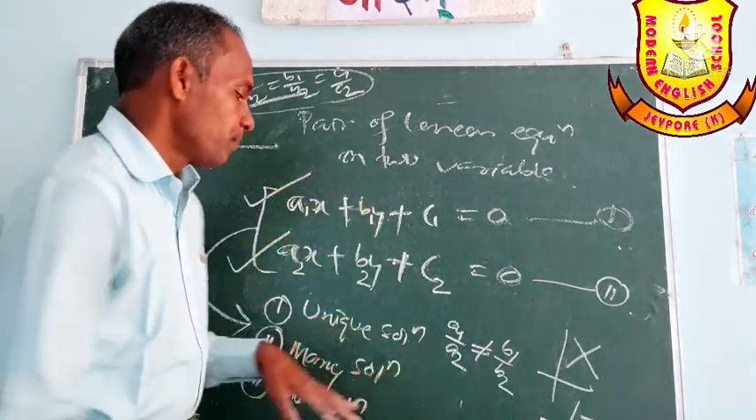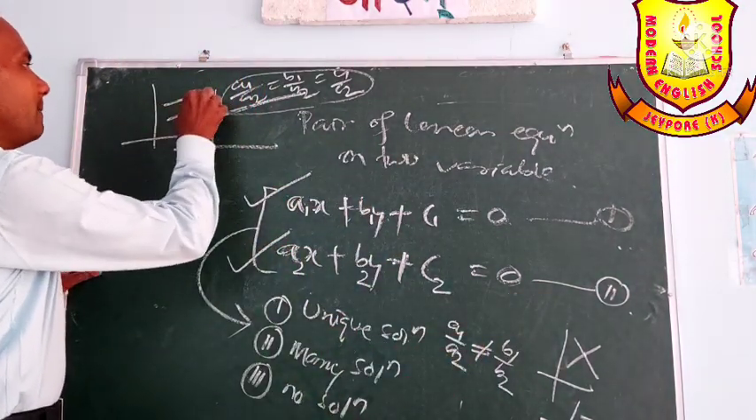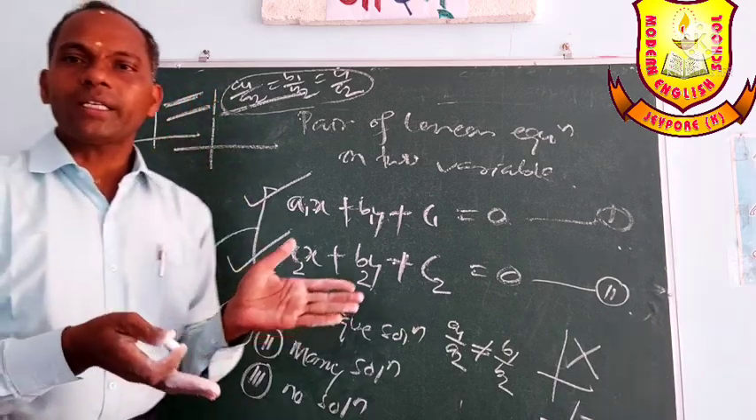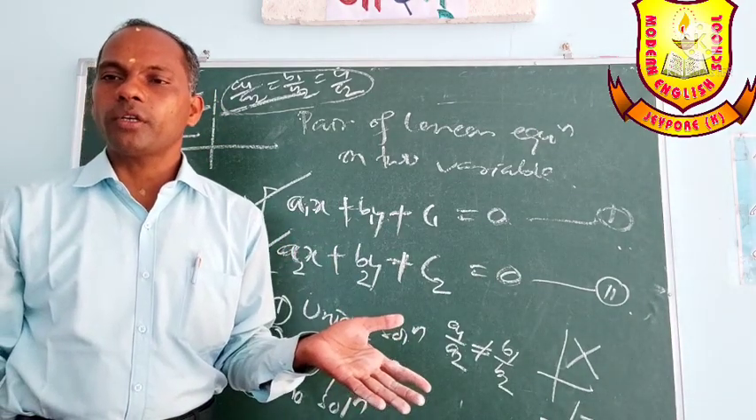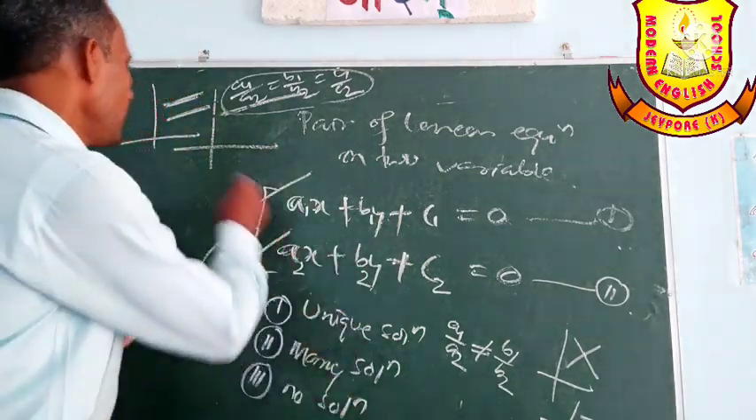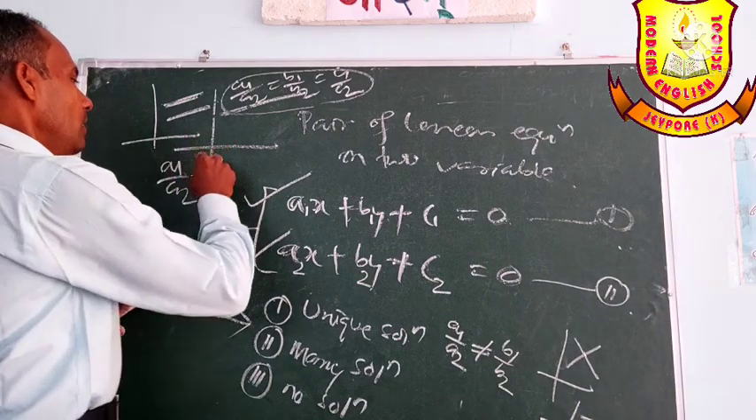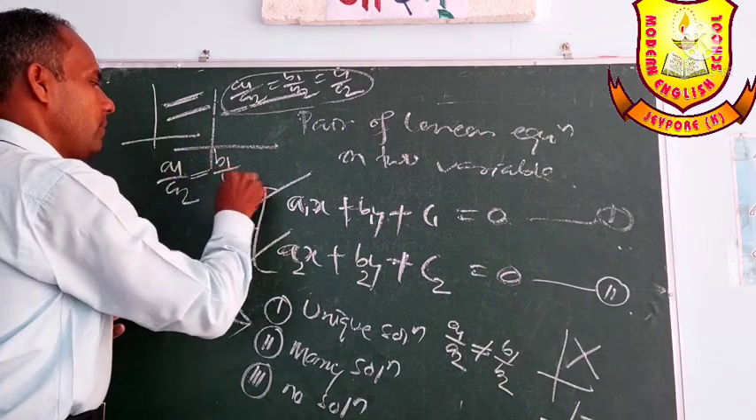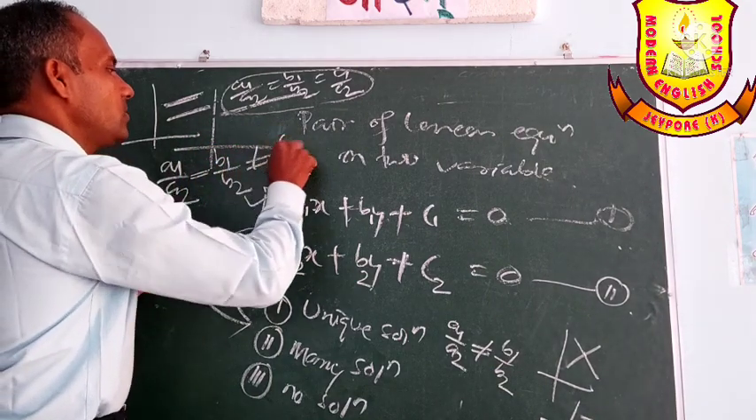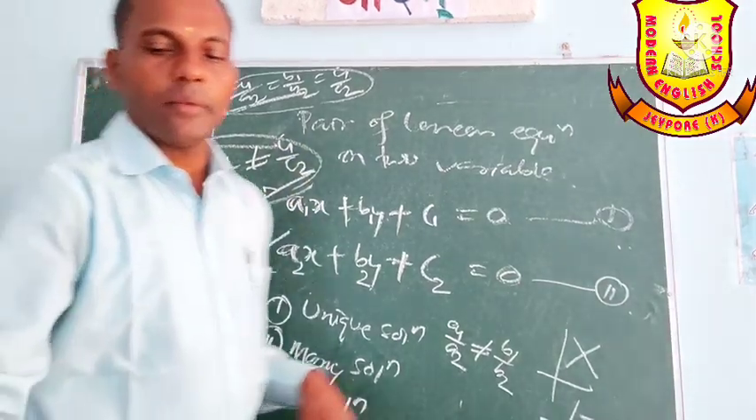But whenever the graphs are parallel, there will be no intersection and no common solution, so there is no solution. In that case, the algebraic condition is A1 by A2 equal to B1 by B2 but not equal to C1 by C2. So I think everybody understood.